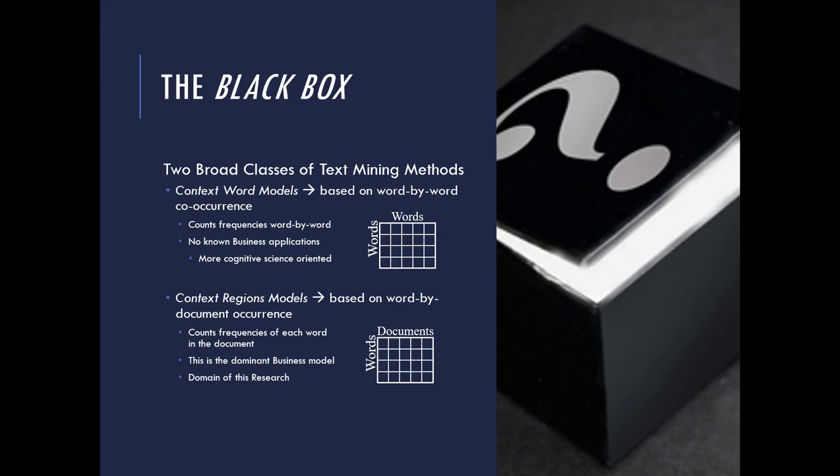So this black box has two main classes that you can look at. So there's two different ways that you can do it. You can either have a context word model where you have a word by word co-occurrence where you count the frequencies word by word. We don't really have any known business applications of this, but it is very useful in cognitive science. And then we could also have context regions models based on a word by document occurrence, where it counts the frequency of each word in the document. And this tends to be pretty dominant in business modeling as well as research. So remember when you're running your black box, you can either have it be text topic based or you can have it be frequency based.